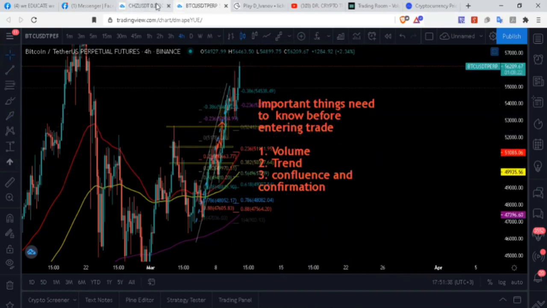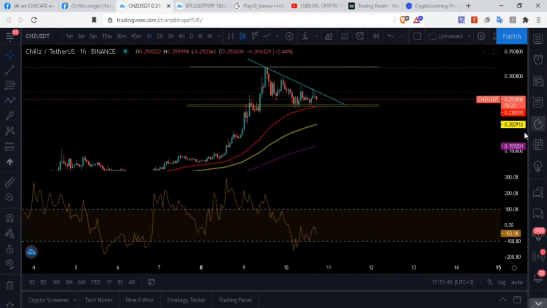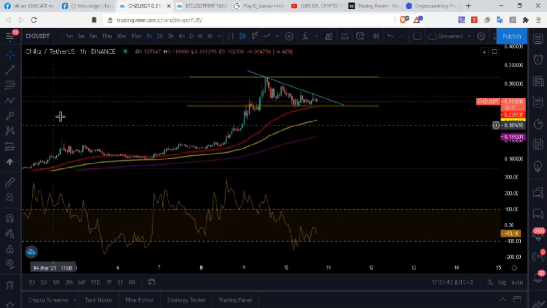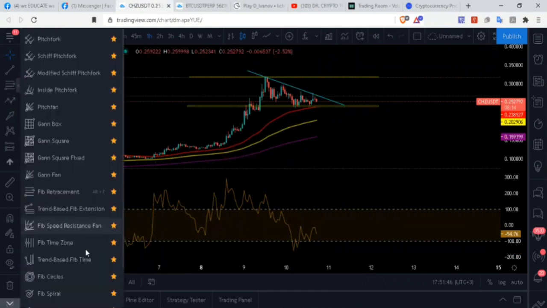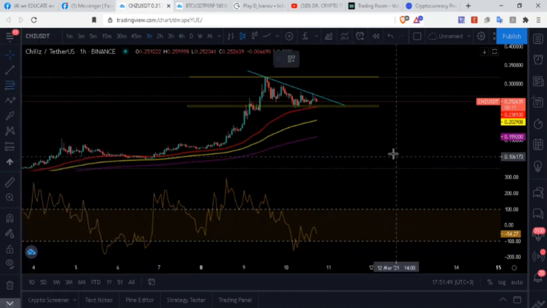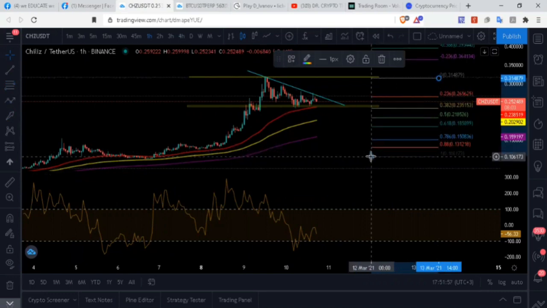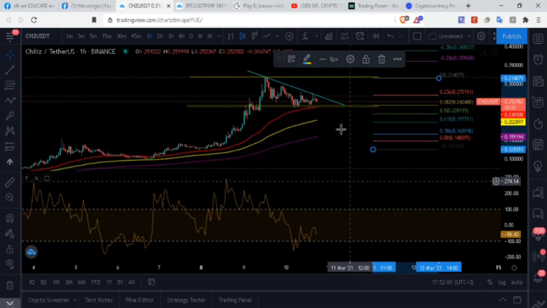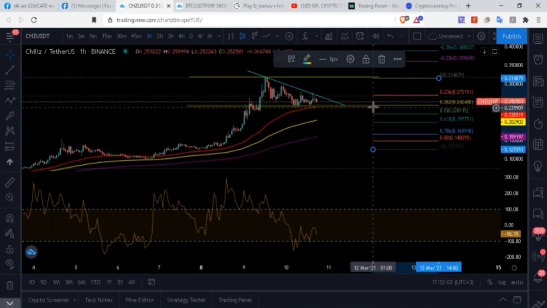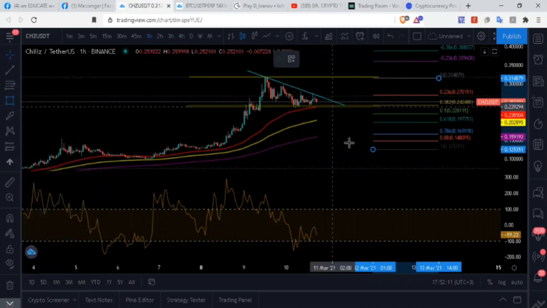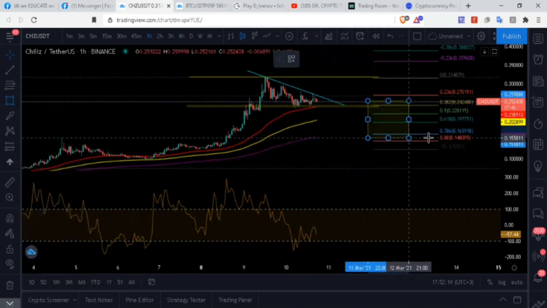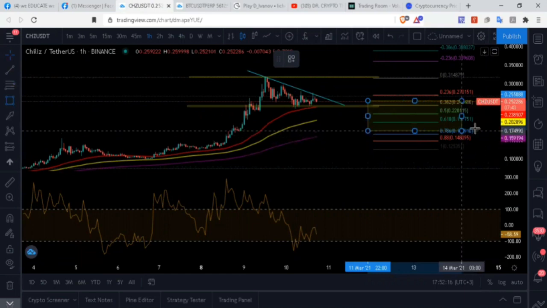So we will go back to the Chiliz chart. We will check at what particular Fibonacci levels this price respected. So we will check the Fibonacci retracement from the swing low to the swing high. So the price respected the 0.382 Fibonacci level. Just keep in mind these three levels, the very important ratios in Fibonacci.